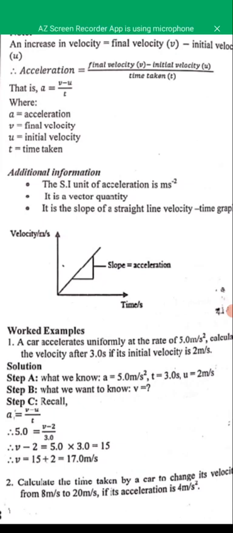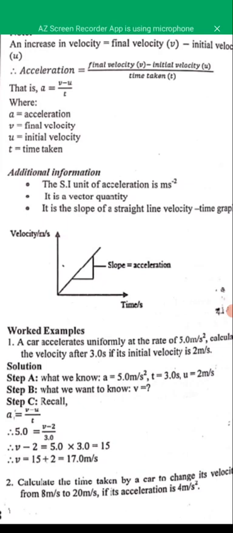Now, we have the acceleration, 5 meters per second square. We have the velocity. Calculate its velocity after 3 seconds. That's the final velocity. We have the time to be 3 seconds, and its initial velocity is 2 meters per second. All right. So from the steps below, you have A equal to V minus U over T.